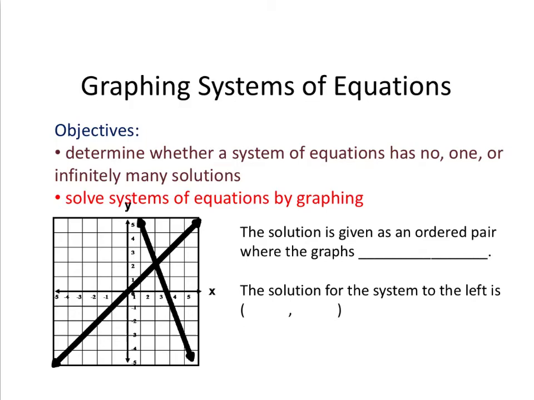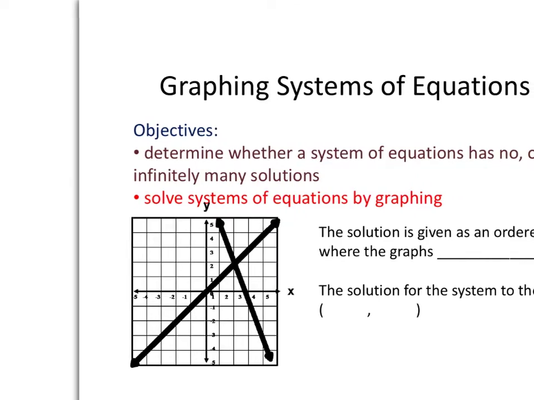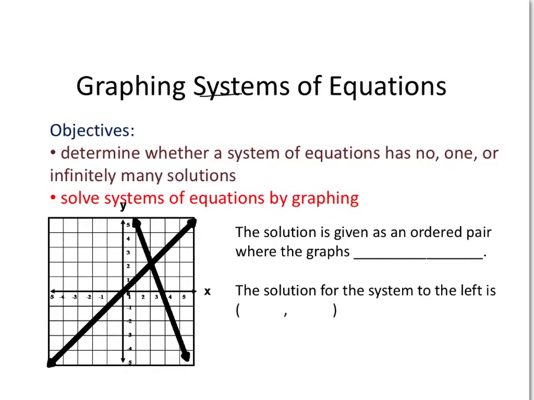In this lesson, we will be graphing systems of equations. Okay, so in the first part, we're going to check to see if the system has either no answer, one answer, or infinitely many. When we're talking about a system of equations, we mean two separate equations. The solution is given as an ordered pair where the graphs intersect.